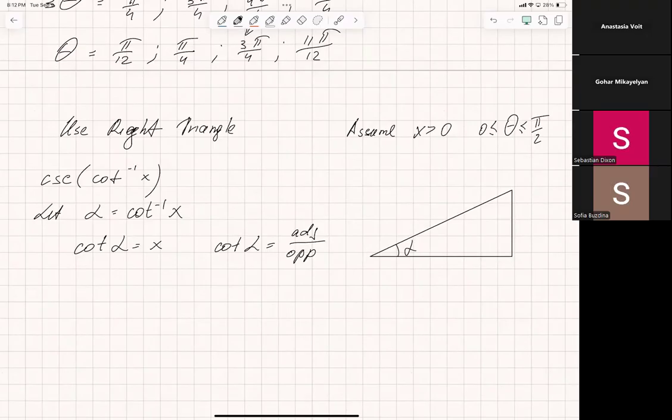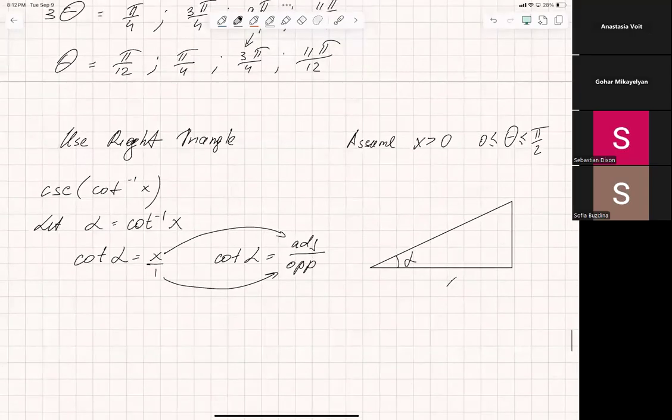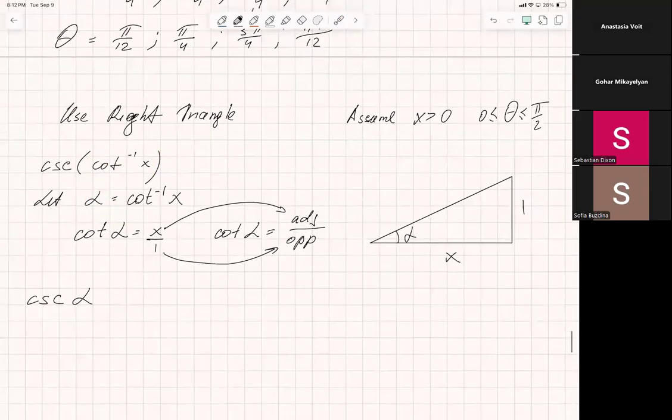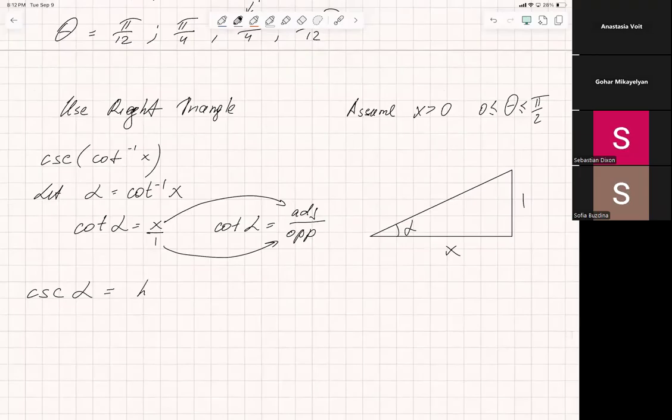So it's going to be this adjacent side over the opposite. Now, when we look at our cotangent, we have x, which is the same thing as x over 1. So my x is the adjacent side, my 1 is the opposite side. I can write it here: x is this side, adjacent, and 1 would be the opposite. So for cosecant of alpha, since this is cotangent inverse of x that we let be alpha, cosecant is hypotenuse over the opposite side, right?